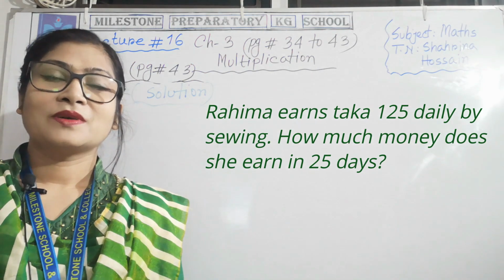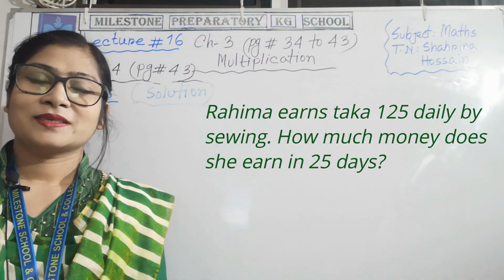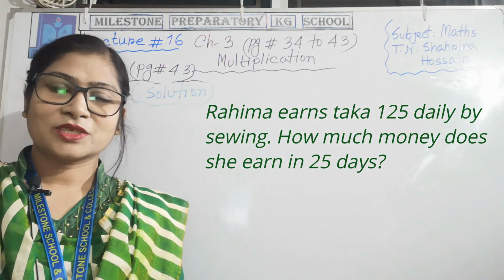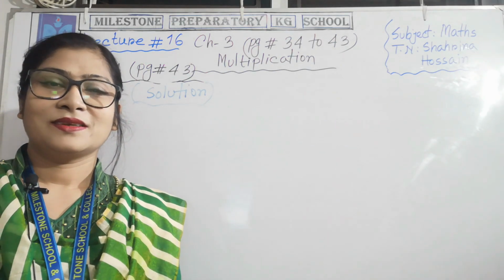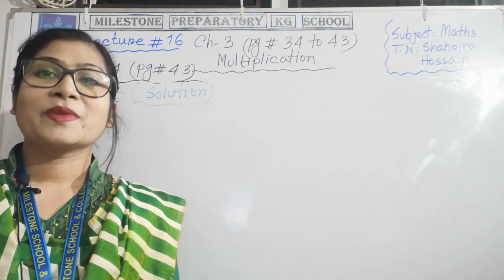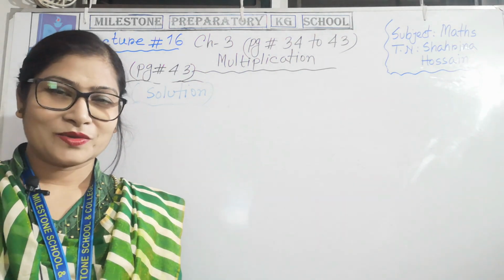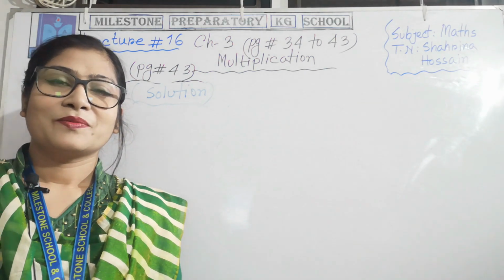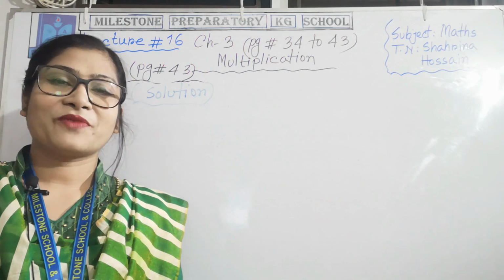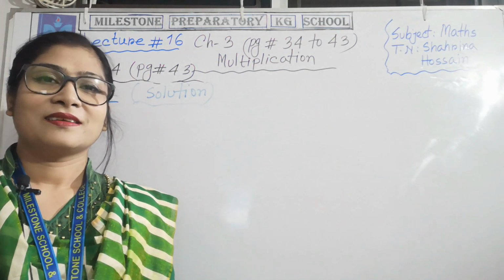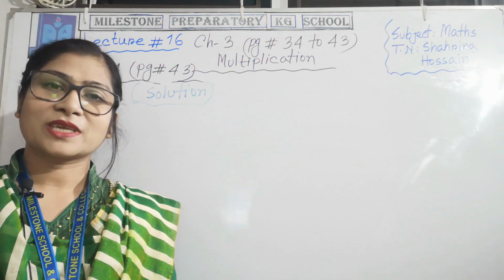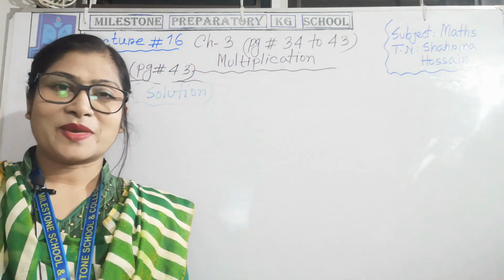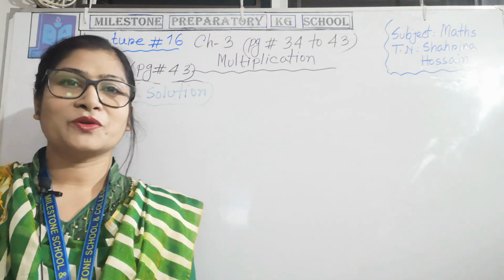See the book. Rohima earns Taka 125 daily by sewing. How much money does she earn in 25 days? Maybe Rohima is a tailor, a cloth maker. So she earns per day, that means one day 125 taka. So we will find how much money she will earn in total in 25 days. Okay. So at first we arrange the statement. So now come to the board.